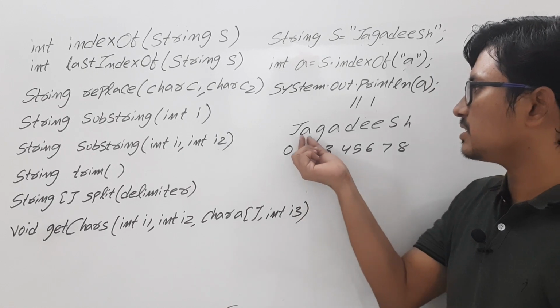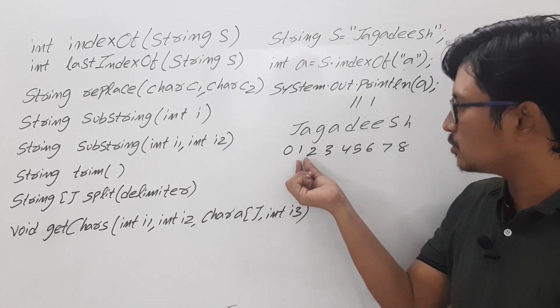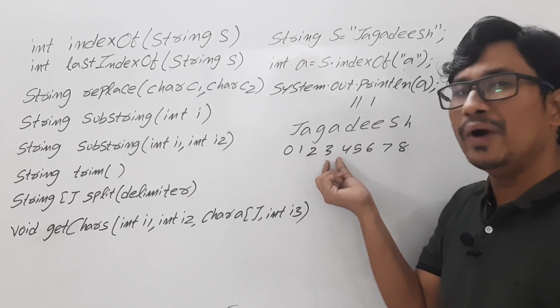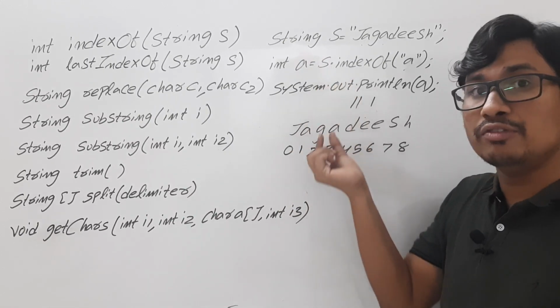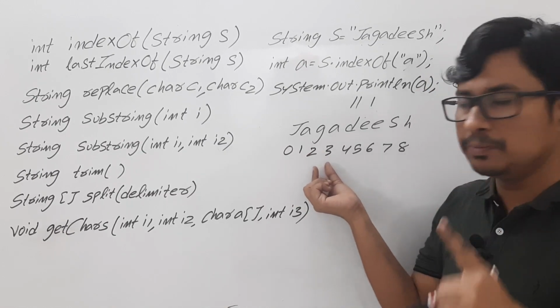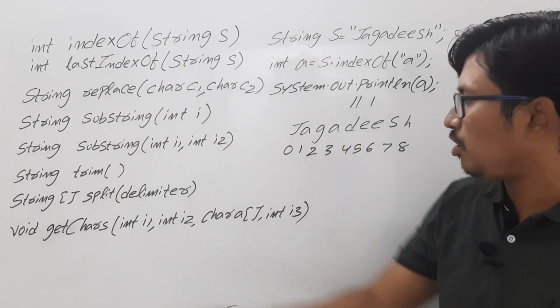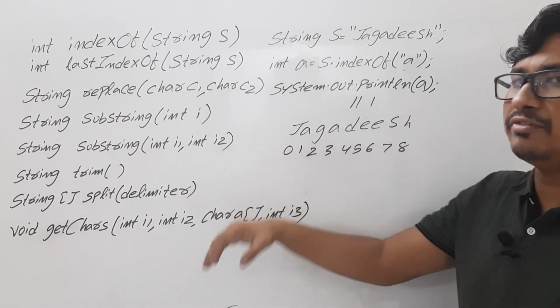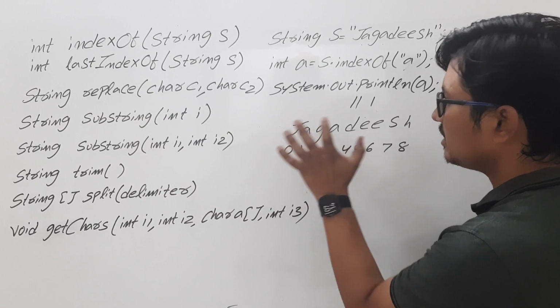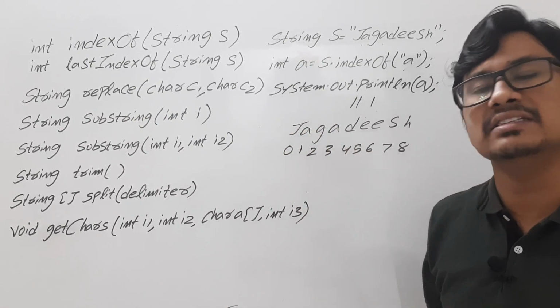Now you can ask me, sir, a is at index 1 and a is at the third index also. Why is it producing the output as 1? Why not 3? indexOf will give the first one only. Even if it is repeating multiple times, only the first one is given. Whereas lastIndexOf will give you the last time it comes. Here a came here, a came here. So in this case it will produce the output as 3.